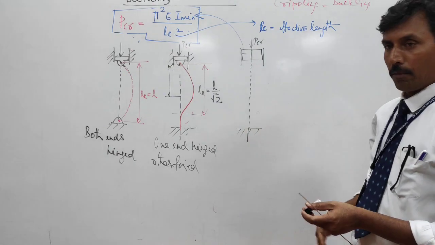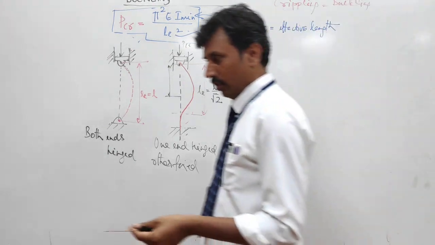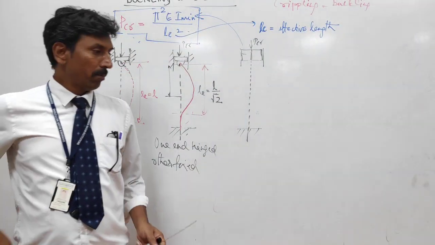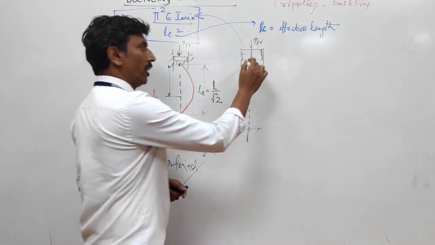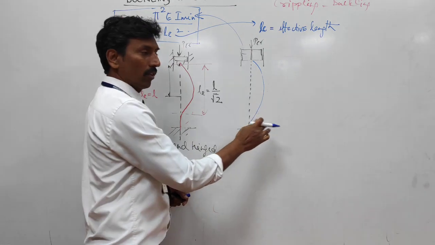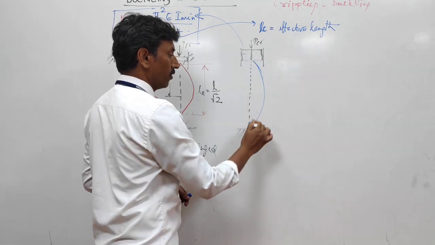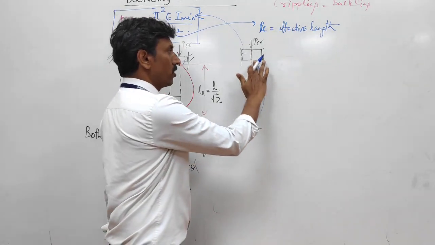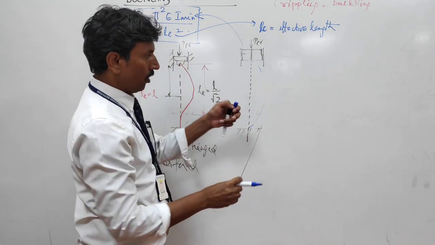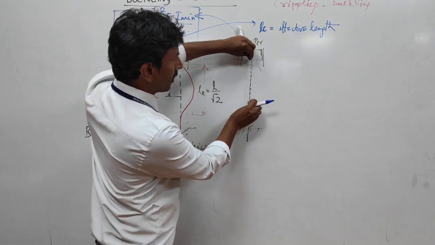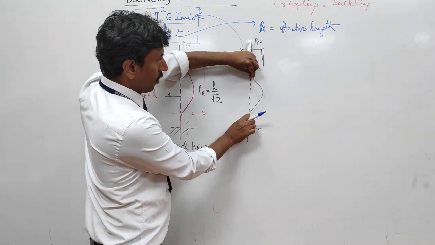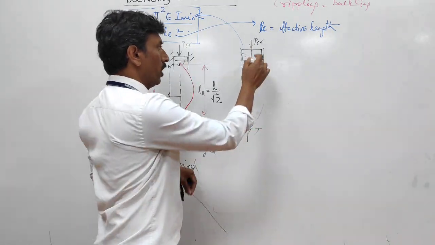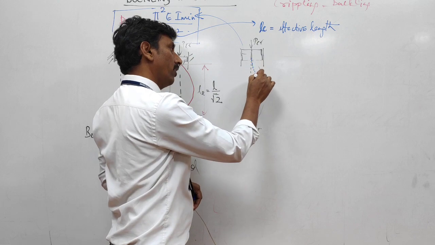Now if you are applying load, can you tell how it will actually bend? Whether it bends like this? No, because this end is held. It is going inside this. So both ends are actually held like this. Therefore, this is actually like this.